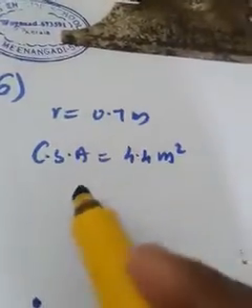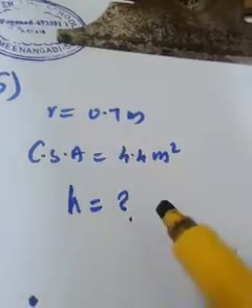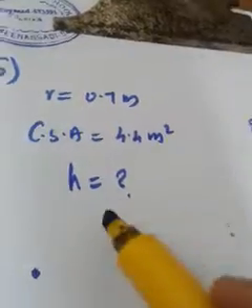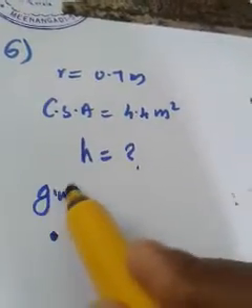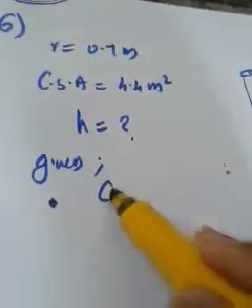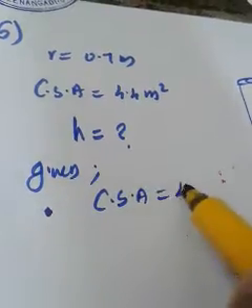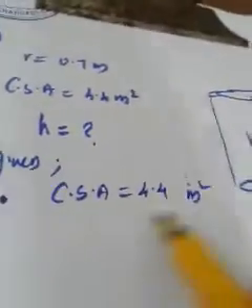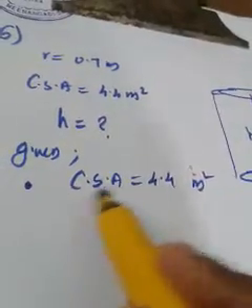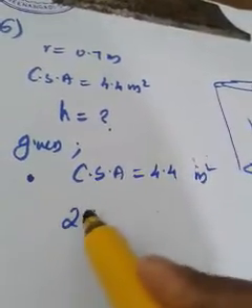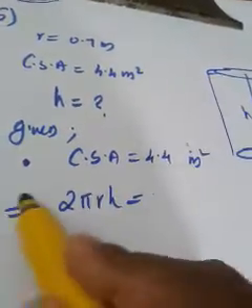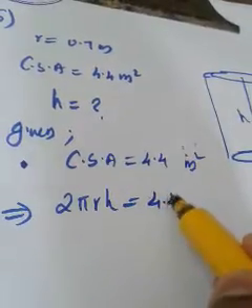And what is the question actually? The question is to calculate height, so let us calculate height. How can we calculate it? Let me start from the given thing. Curved surface area is given as 4.4 meter square. Which is the formula for calculating curved surface area? 2 pi R H. So in short, curved surface area is 4.4 implies 2 pi R H is equal to 4.4.